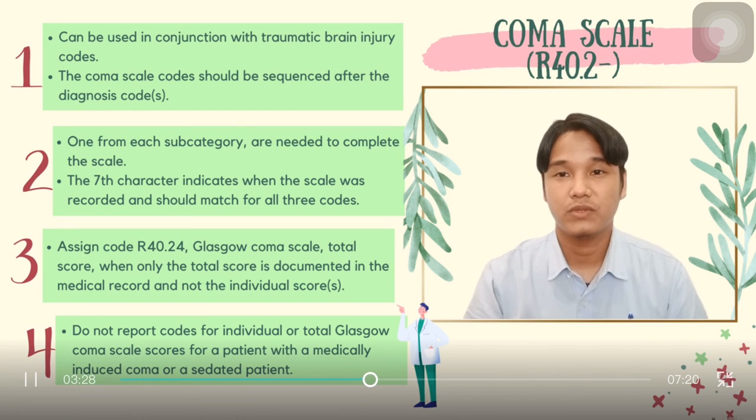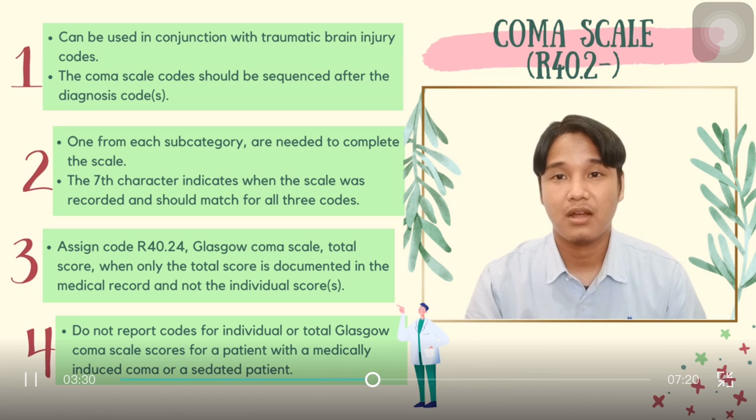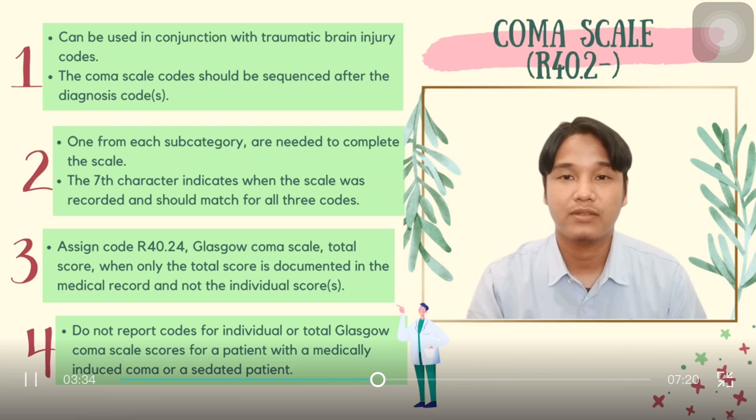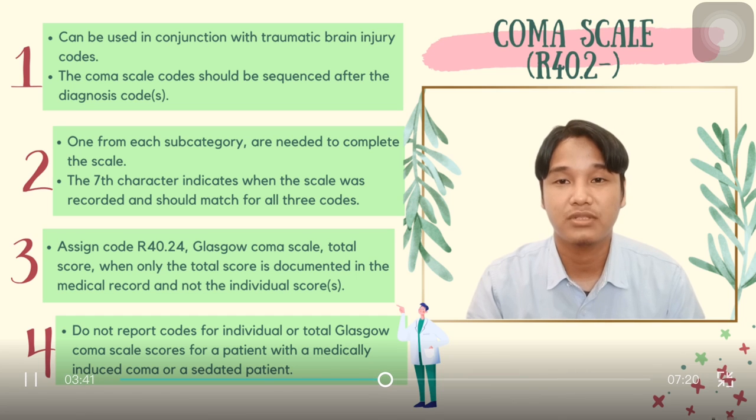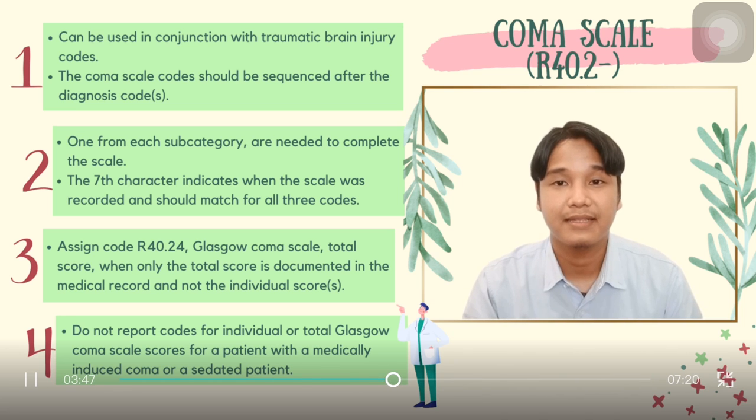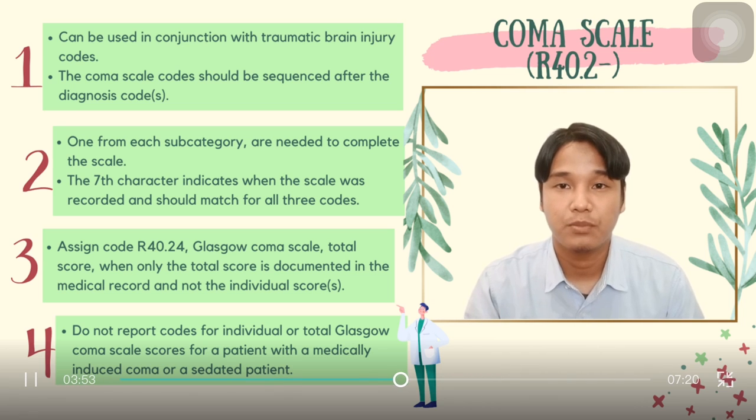Okay, now we go to the coma scale. The code is R40.2. It can be used in conjunction with traumatic brain injury codes. The coma scale codes should be sequenced after the diagnosis codes. One from each subcategory is needed to complete the scale. The seventh character indicates when the scale was recorded and should match for all three codes.